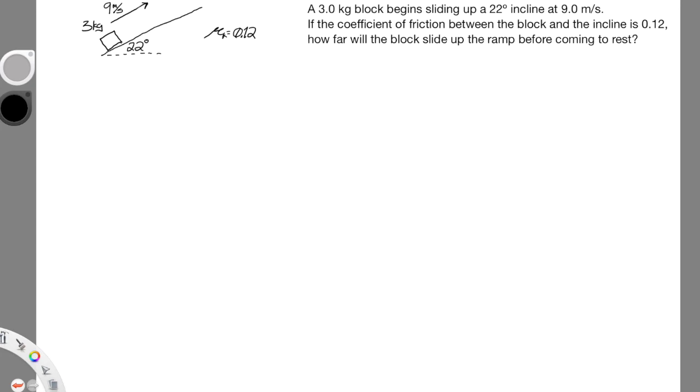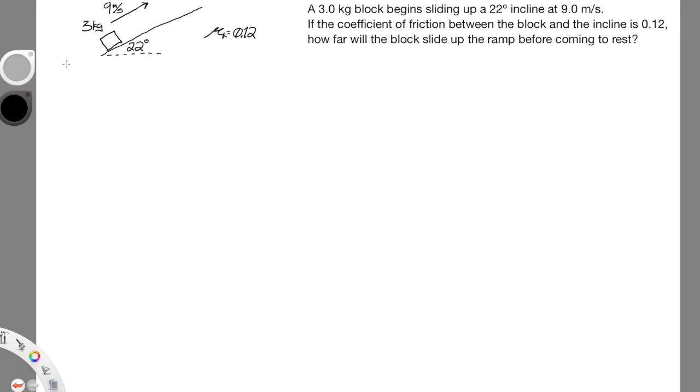Alright, as promised, I have the second energy video for you. It should be a familiar setup to problems we've seen so far this term. We have a 3 kilogram block starting sliding up a 22-degree incline at 9 meters per second. If the coefficient of friction between the block and the incline is 0.12, how far will the block slide up the ramp before coming to rest?